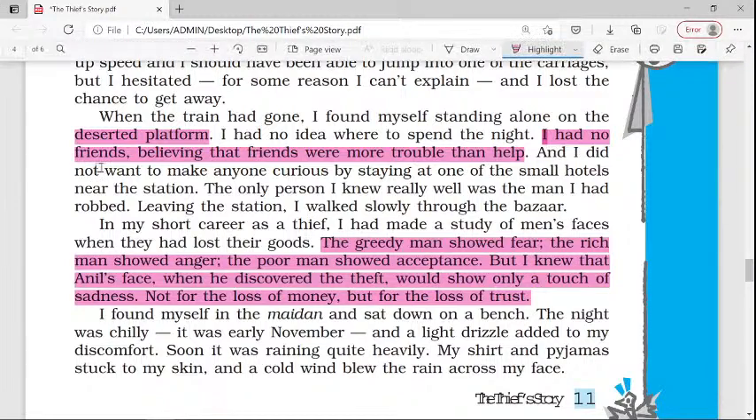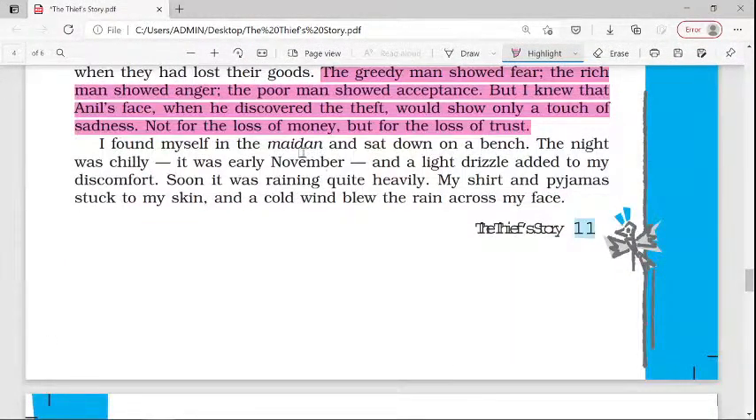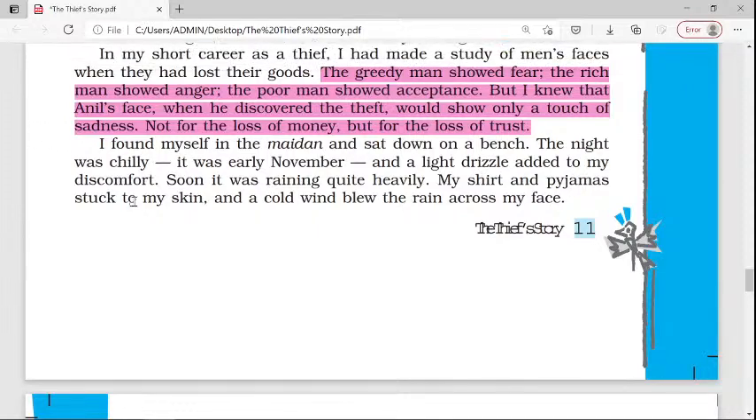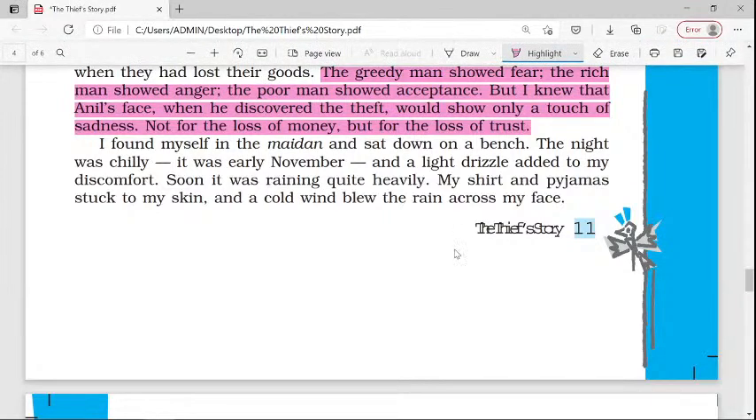Okay, I found myself in the Maidan. Maidan means a field, and sat down on a bench. The night was chilly. It was early November, and a light drizzle. Drizzle means light shower of rain added to my discomfort. Okay, drizzle came and it added to his discomfort. Soon it was raining quite heavily. My shirt and pajamas stuck to my skin, and a cold wind blew the rain across my face. So the weather has become very inclement, and it was raining, and it was late at night. So everything put together has made him feel really very much uncomfortable.